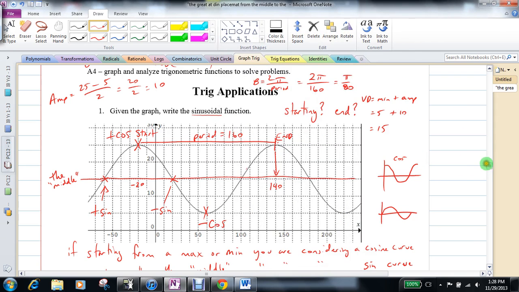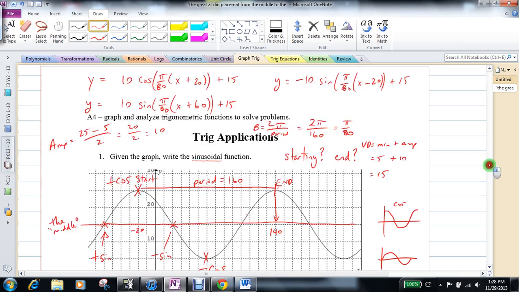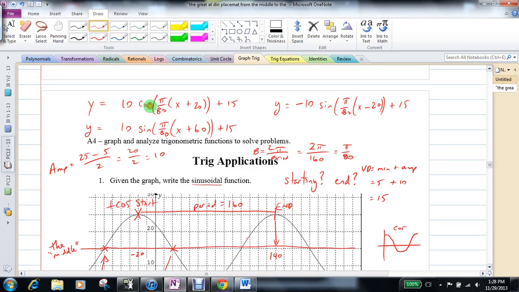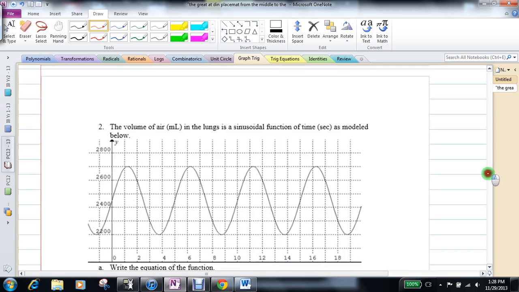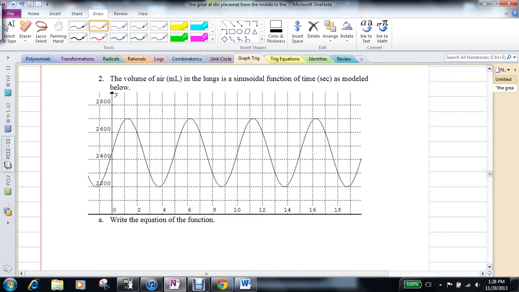Again, I want to stress to you, the only thing that can change based on the same picture is our phase shift. At this point, you should press pause and check out whether or not you can create an equation for the volume of air in the lungs.